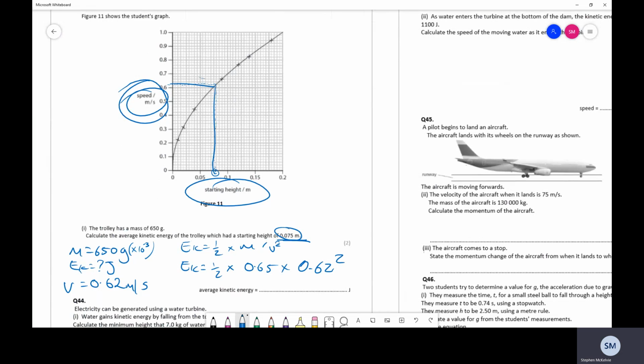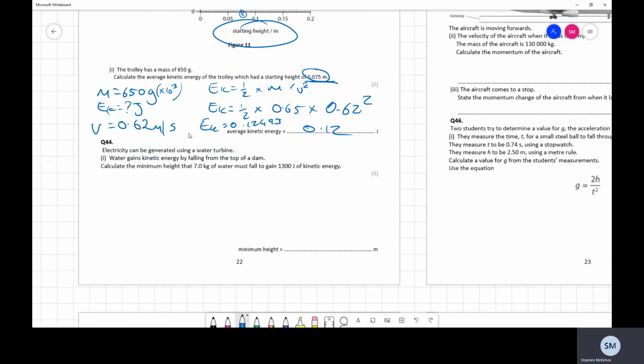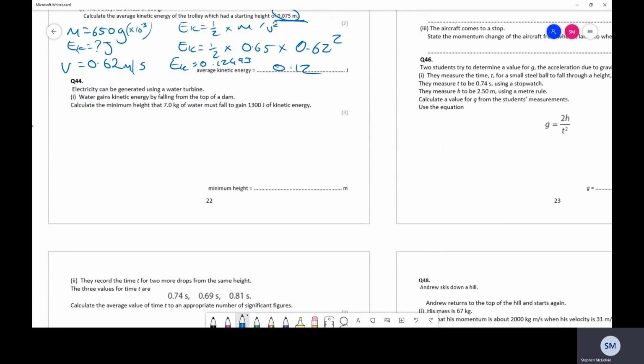Meaning the average kinetic energy EK is equal to 0.12493, or I can say 0.12 joules. Electricity can be generated using a water turbine. Water gains kinetic energy by falling from the top of a dam. Calculate, what did the fish say when he swam into a wall dam?